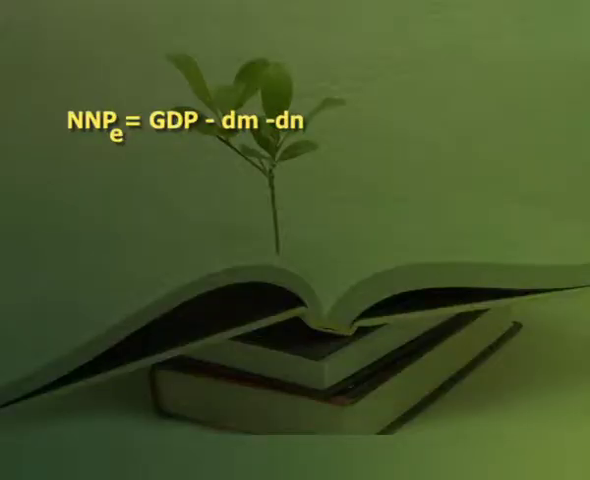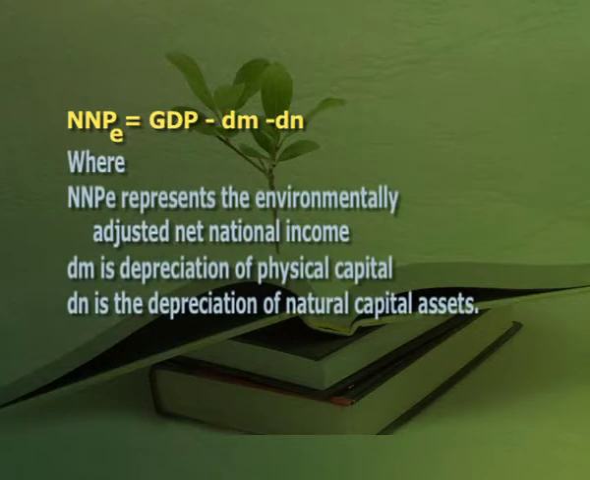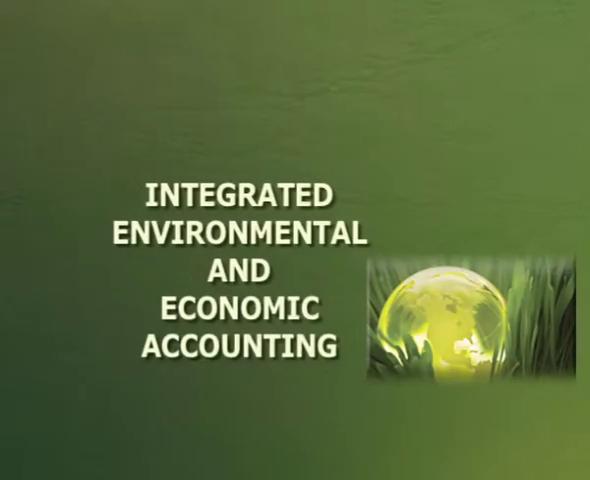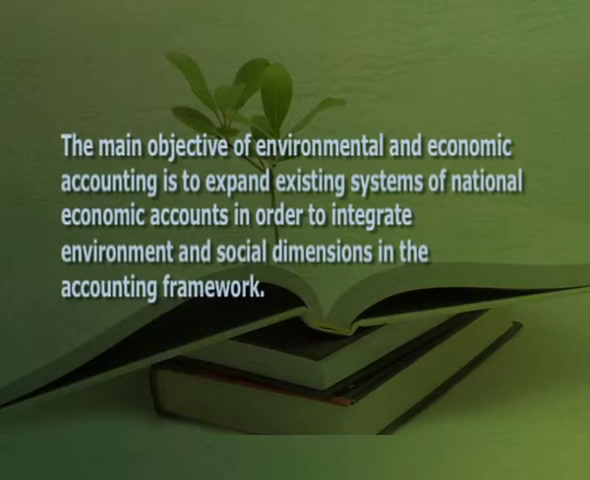An environmentally adjusted NNP would be conceptually expressed as follows: NNPE is equal to GDP minus DM minus DN, where NNPE represents the environmentally adjusted net national income, DM is depreciation of physical capital and DN is the depreciation of natural capital assets. Integrated environmental and economic accounting. The main objective of environmental and economic accounting is to expand existing systems of national economic accounts in order to integrate environment and social dimensions in the accounting framework.